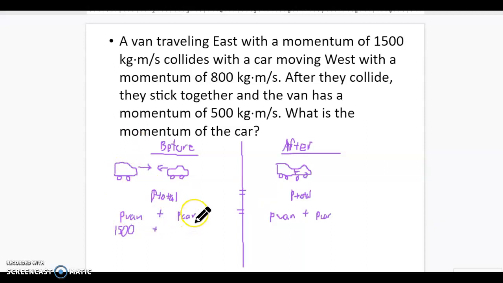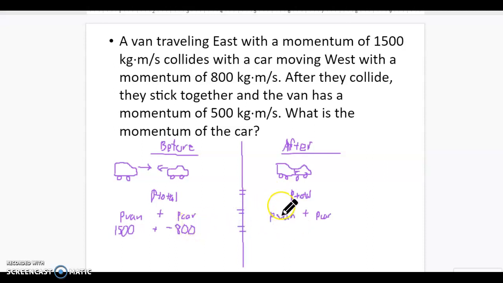Plus the momentum of the car. When I check this one, it says that the car, before they collided, had a momentum of 800 kilogram meters per second. So that number is important. But this time, this car is going to the left. So it's not just 800 kilogram meters per second. It's negative because it's moving left, or to the west. Okay? So that's kind of a key thing.